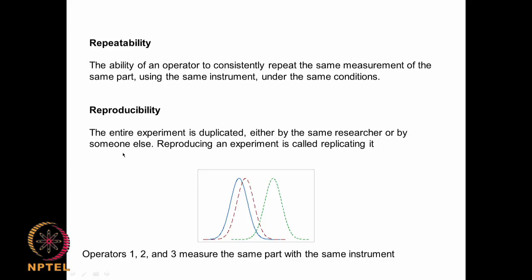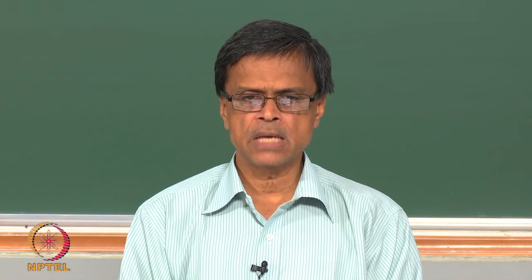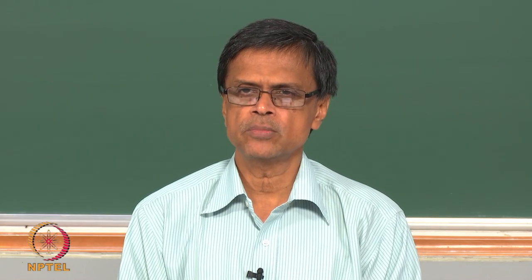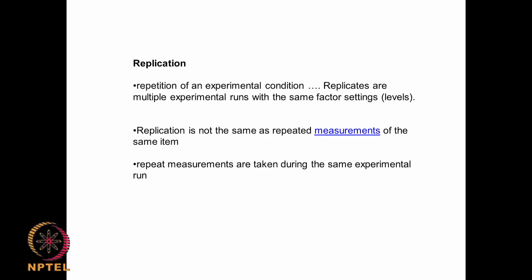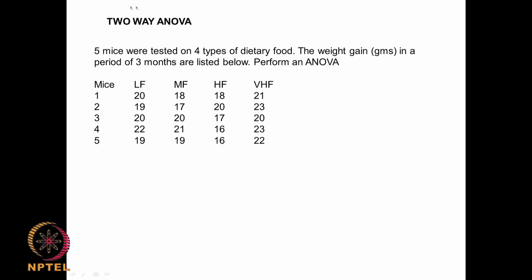So, in the example which we looked at, the biopolymer production, the previous ANOVA example, it is a reproducibility, or it is also called a replicated experiment. Okay. Now, let us look at this particular problem. We can look at it as a replication.